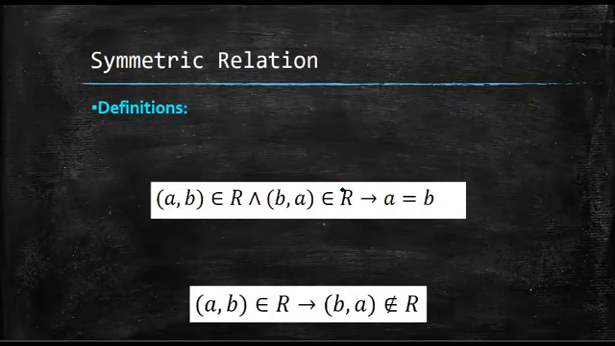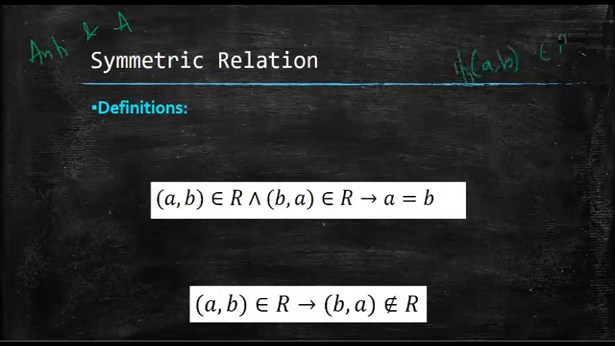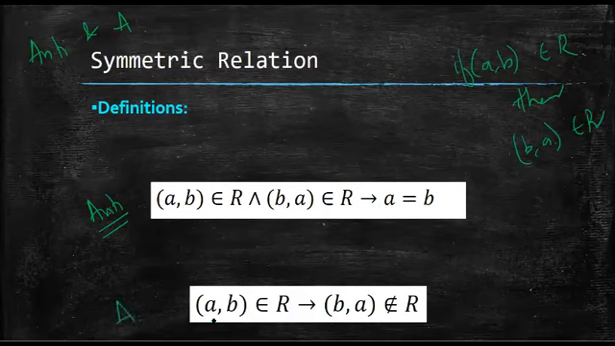For now, just remember the conditions. In the case of symmetric, the only condition was if A comma B is in R, then B comma A should also be in R. In the case of antisymmetric, if A comma B belongs to R and B comma A belongs to R, then A should be equal to B. And this is for asymmetric: A comma B belongs to R implies B comma A does not belong to R. So this is the opposite of your symmetric relation. It is similar to the irreflexive relation that we have just studied.